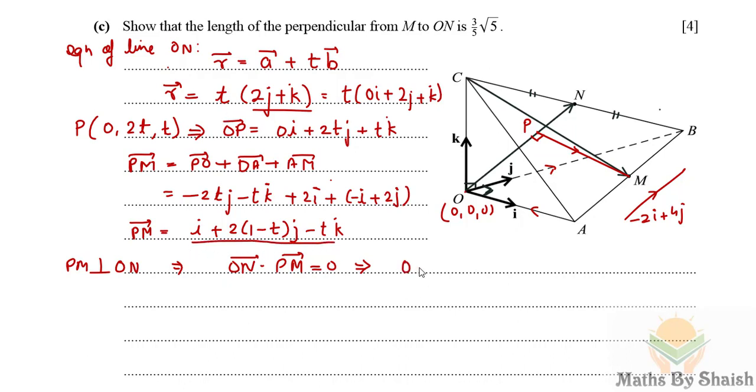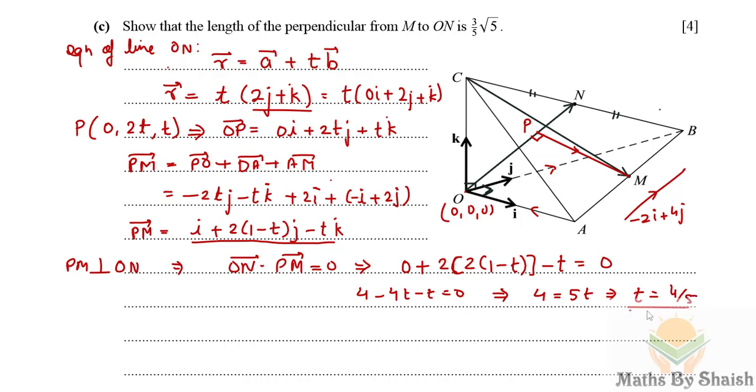So i component into i component, it is 0, plus 2 times 2 into this, so it becomes 2 times 2 times 1 minus t, plus k component minus t, equals 0. So from here, 2 times 2 is 4, minus 4t minus t equals 0. It means we got 4 equals 5t, or t equals 4 over 5. Once we got t equals 4 over 5, now we can write what is the PM vector. So PM vector becomes i plus 2 times 1 minus 4 by 5. 1 minus 4 by 5 is 1 by 5. So it becomes 2 by 5 j minus 4 by 5 k.